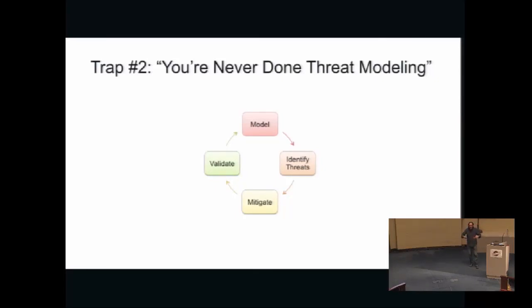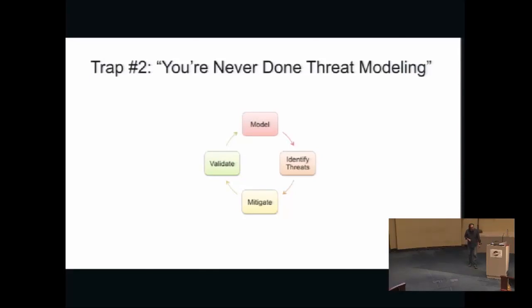And the reason that this is really a trap is, let me be optimistic and say I go to your VP of development or your VP of operations and say, for this project that you're doing, I would like you to add threat modeling to the process. Let's be optimistic, and she'll say, great, I'm happy to do that. And then she'll ask, how long will it take? I say, you're never done threat modeling. And she'll say, great, the door's over there. The problem is, if you're never done, it doesn't fit into a project schedule.